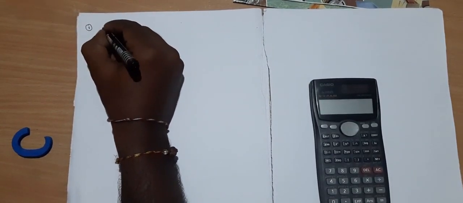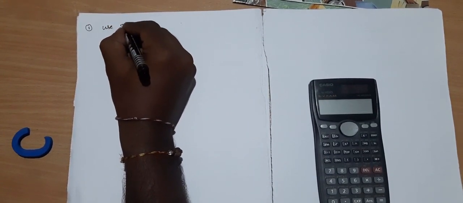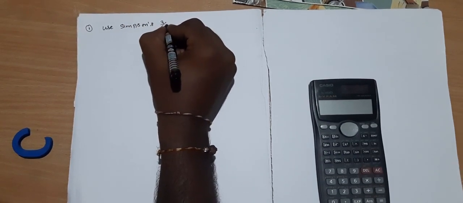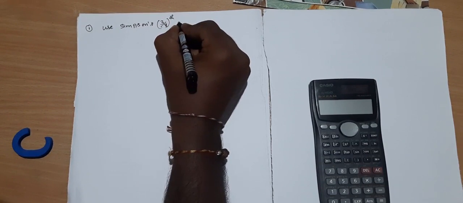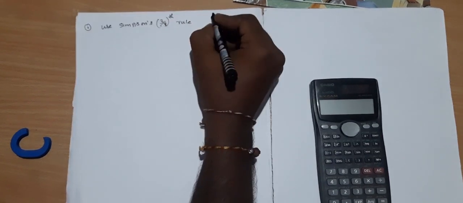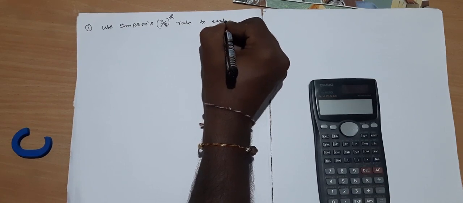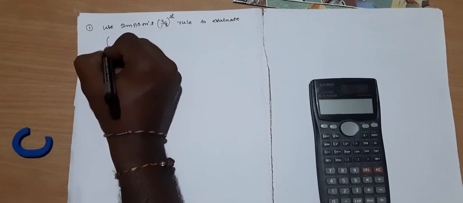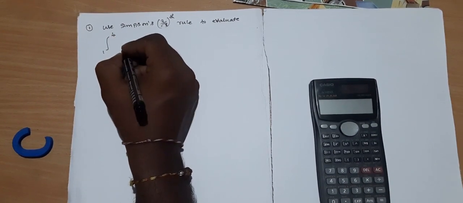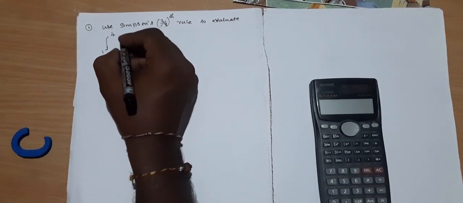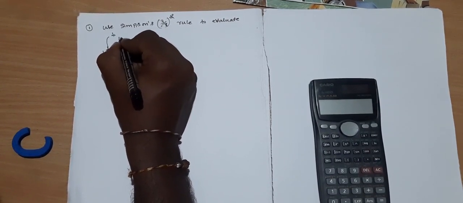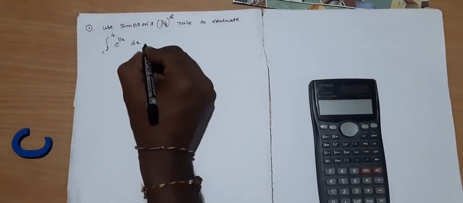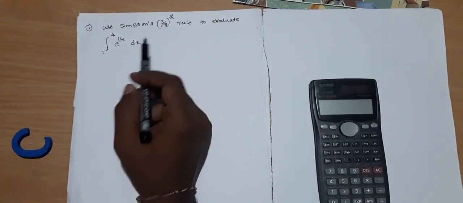Problem. Use Simpson's three-eighth rule to evaluate the integral from 1 to 4 of e to the power of 1 by x dx. Here they have not given n.